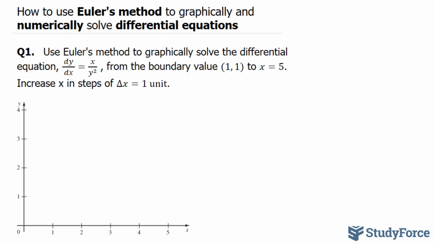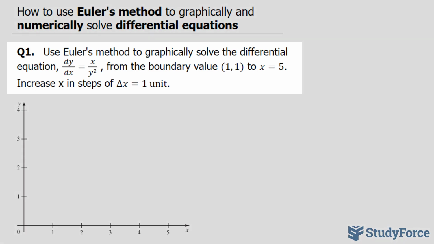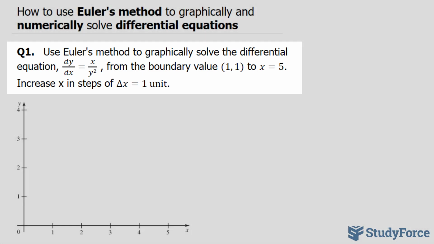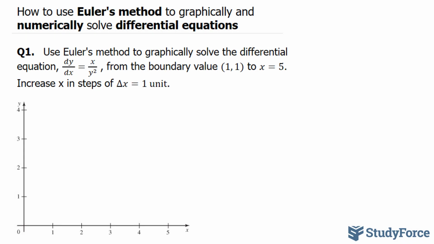In this lesson, I'll show you how to use Euler's method to graphically and numerically solve differential equations. Question 1 reads, use Euler's method to graphically solve the differential equation dy over dx is equal to x over y squared from the boundary value (1, 1) to x is equal to 5. Increase x in steps of delta x is equal to 1 unit.